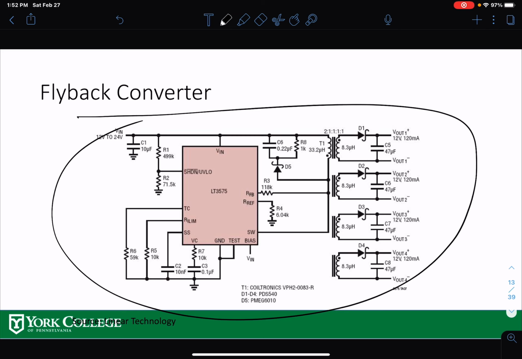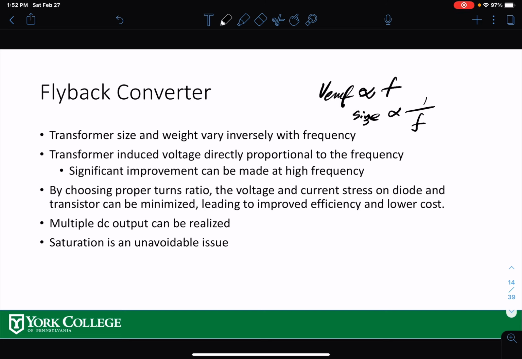One other thing is that, as I can use a transformer, if I have one primary here and multiple secondaries, each of the secondaries will give me a different output voltage depending on the transfer ratio of the inductor. So within a flyback converter you can have multiple DC outputs from a single DC input. That's one of the beauties of the flyback converter: you have multiple outputs. We normally use flyback converters around 100 watts.